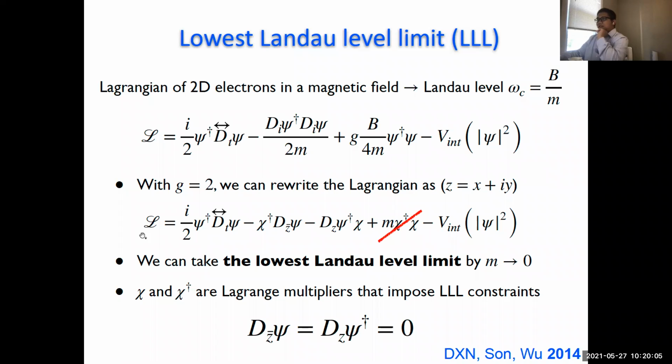And from the new Lagrangian, when you take the massless limit, you can just simply ignore this term. From this point of view, you see that the two new fields, psi and psi dagger, are now Lagrange multipliers that impose the lowest Landau level constraint: \bar{\partial}_z psi equals \partial_z psi dagger equals 0. So it's simple from this point of view.